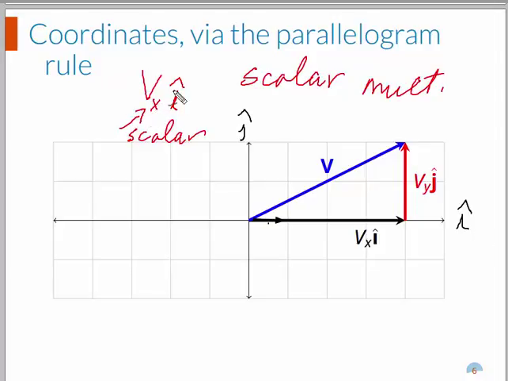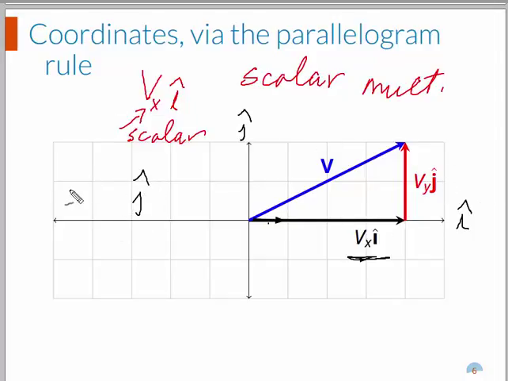If I multiply it by Vx, it's going to get either longer or shorter, but it's going to continue to point in the same direction. In this case, Vx must have been 4. So here we go. Vx i is a vector in the direction of I that has a length of 4.